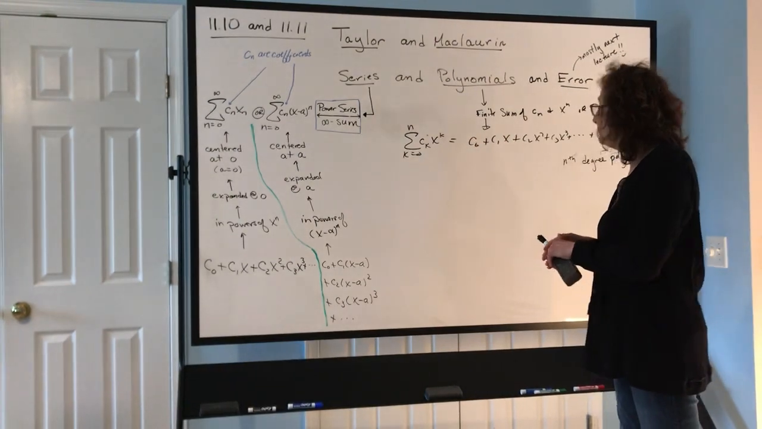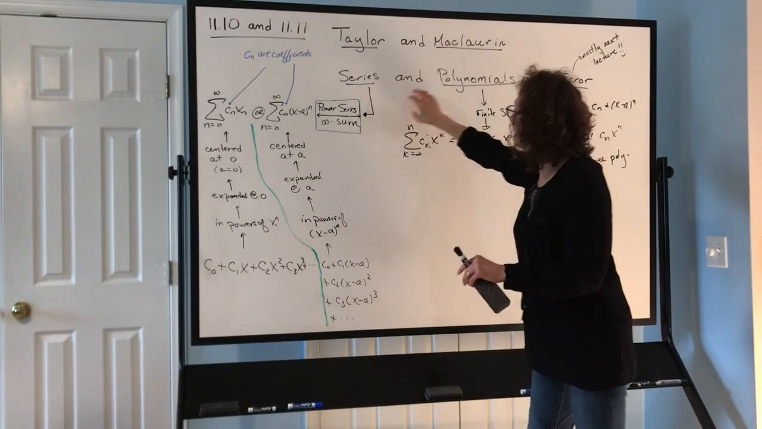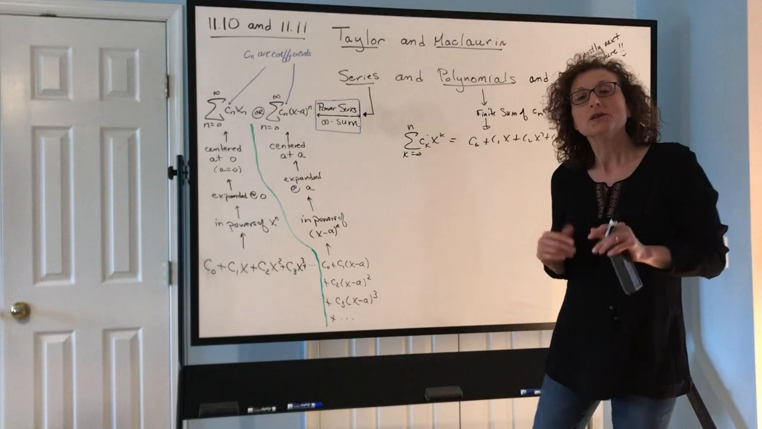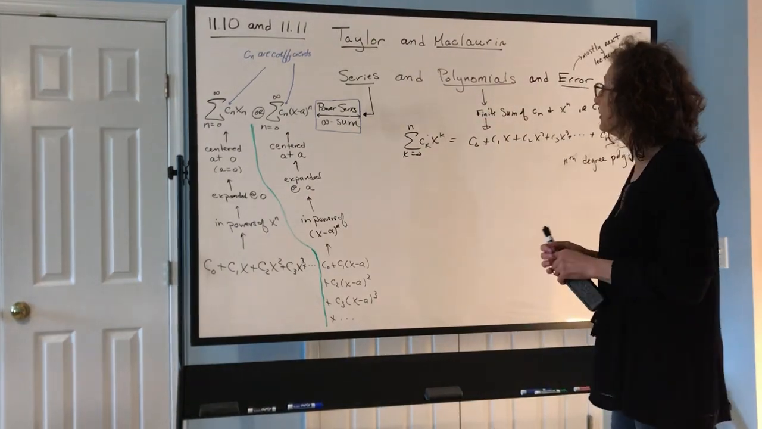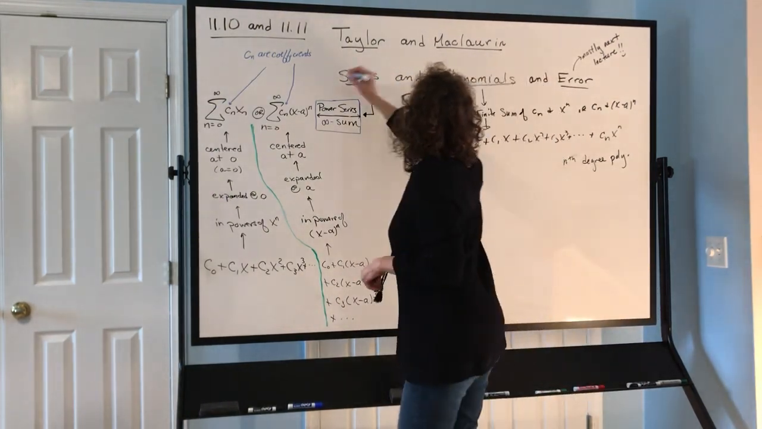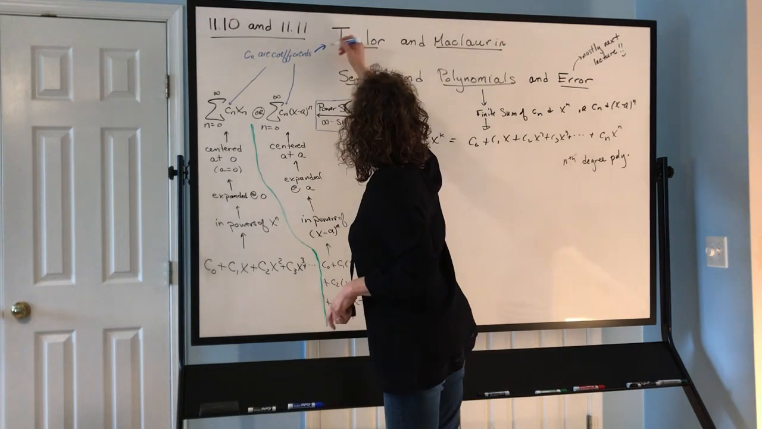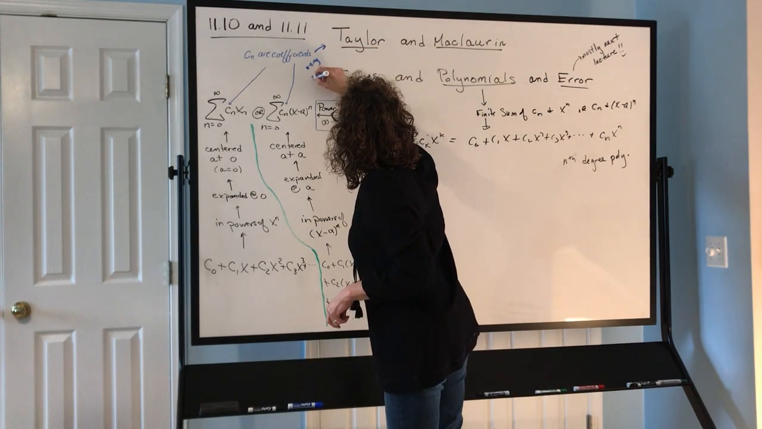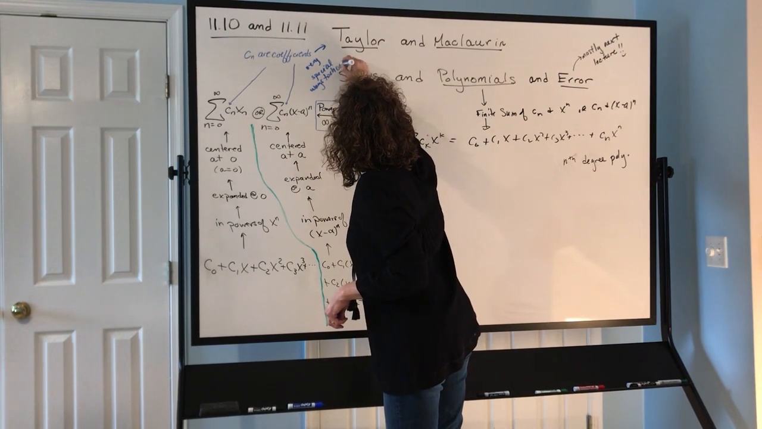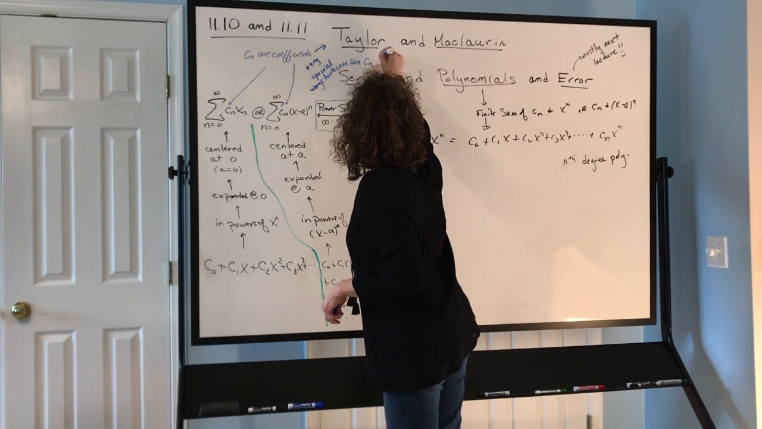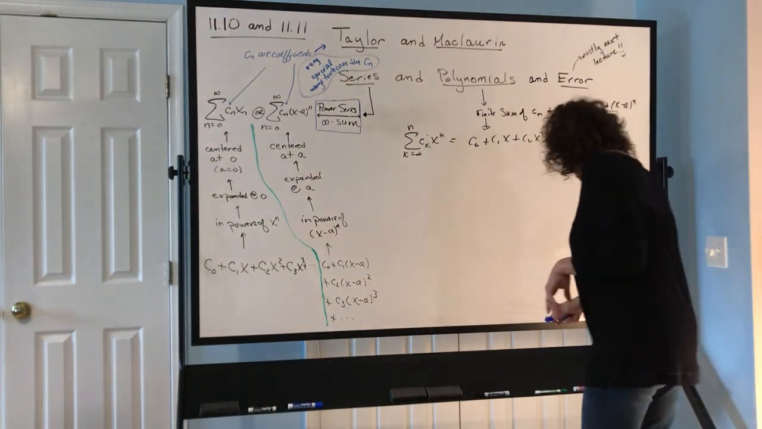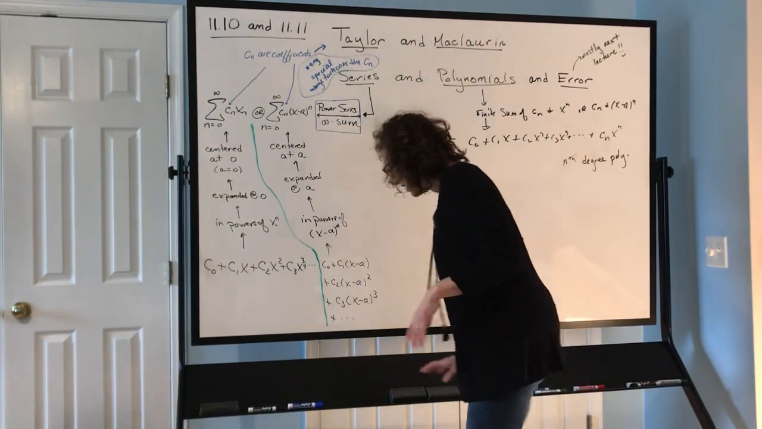So that's the key now. All of these things, series and polynomials and error, exist without these ideas of Taylor and Maclaurin. So what is the deal with Taylor and Maclaurin? Well, the main deal is these are very special ways to choose the c sub n's. Very special ways to choose the c sub n's. And that's what we're going to explore in just a minute. How do you choose these c sub n's?